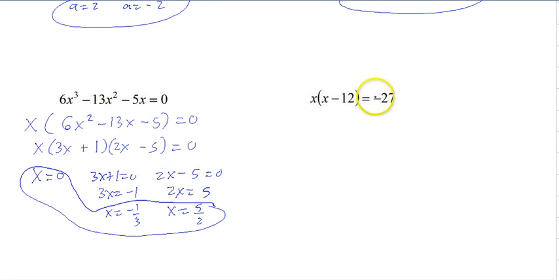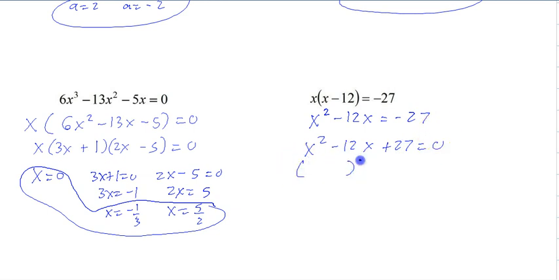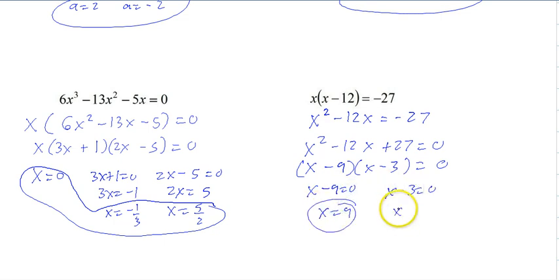Alright, so on this one, it looks a little bit different, and you would think that we could just set each factor equal to this, but the whole goal is to make it equal to 0. And the only way to do that is to actually expand it out. Now we can bring it over, and we have our nice setup equation. Alright, and then factor it. So we get 27, that's minus 9 and minus 3. So x minus 9 equals 0. X is 9. X minus 3 equals 0. So x equals 3. And those are our 2 answers.